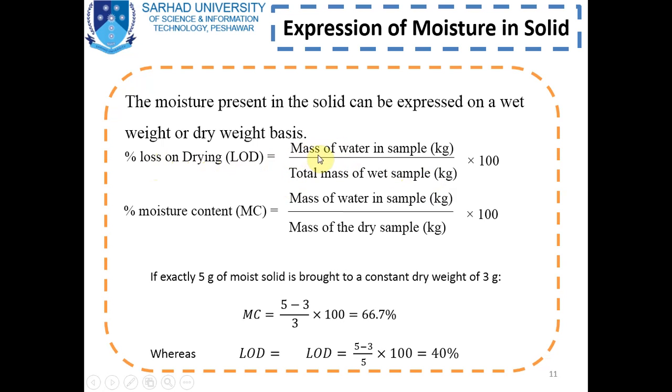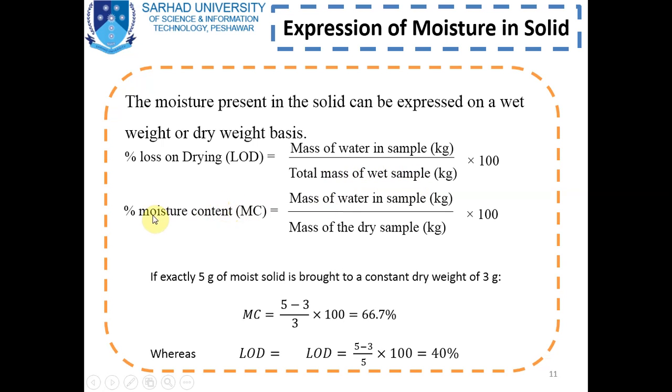That is the quantity of water in the sample in kg divided by the total mass of wet sample in kg, and we will multiply it by 100 because we are going to determine the percent loss on drying. For percent, we multiply by 100, and that is the moisture present in a solid expressed on the wet basis, because the total mass or total weight of wet sample is taken here.